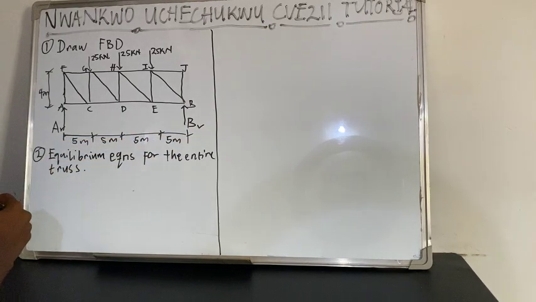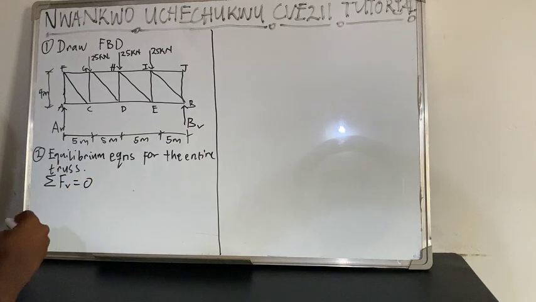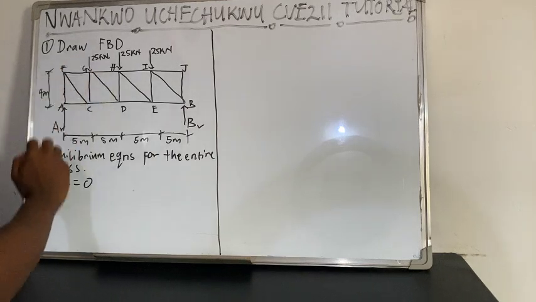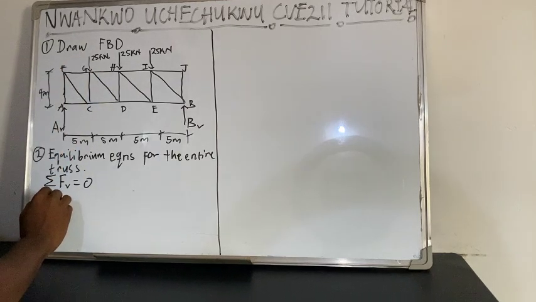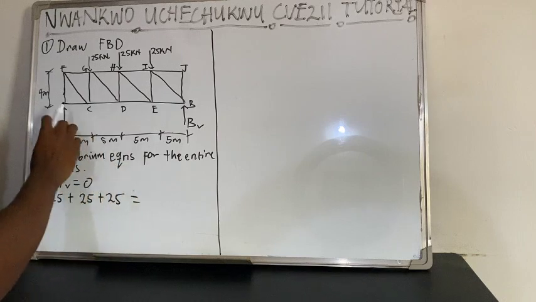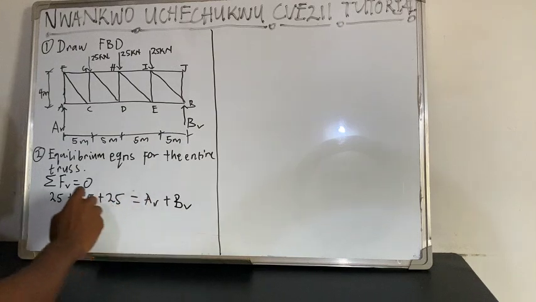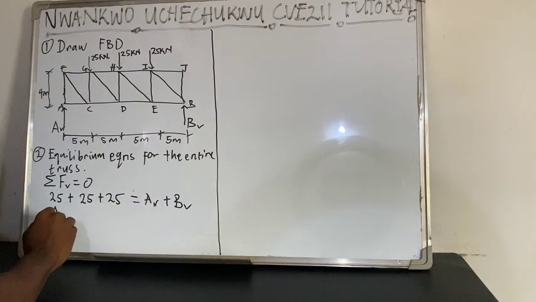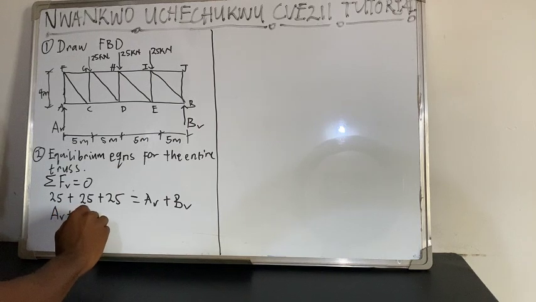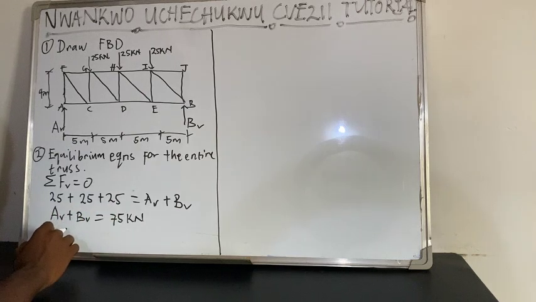So we start with the sum of vertical forces, which you normally know as upward forces equal to downward forces. We have downward forces of 25 kilonewtons plus 25 plus 25, equal to upward forces AV and BV. So AV plus BV is equal to 75 kilonewtons.